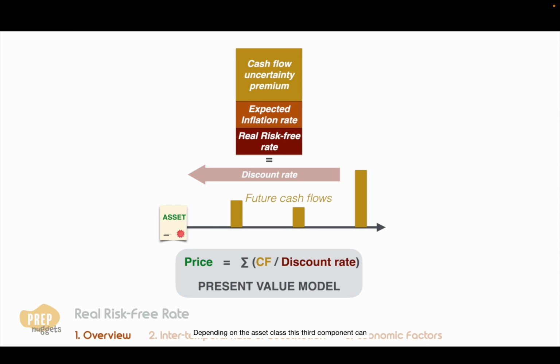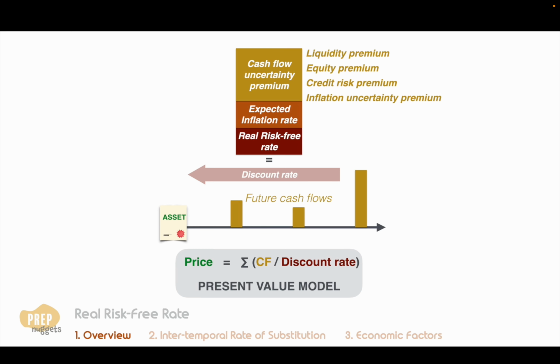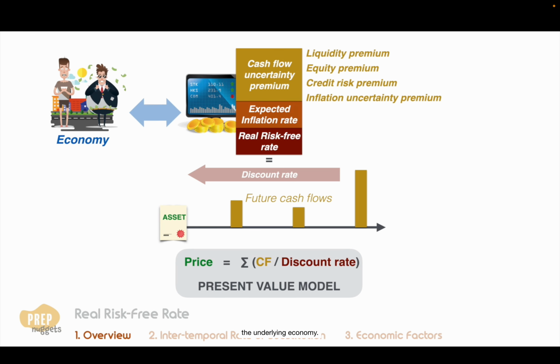Depending on the asset class, this third component can manifest in the form of a premium for inflation uncertainty, credit risk premium, equity premium, and/or liquidity premium in some cases. A major purpose of this topic is to identify the relationship between these elements of the discount rate in the market and the underlying economy.